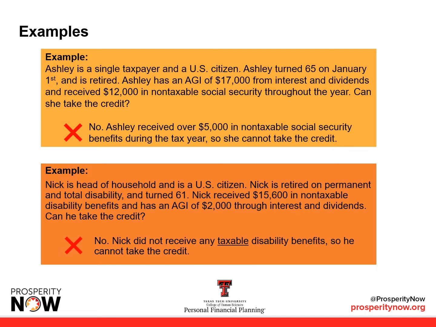Another example, Nick is head of household and is a U.S. citizen. Nick is retired on permanent and total disability and just turned 61. Nick received $15,000 in non-taxable disability benefits and has an AGI of $2,000 through interest and dividends. Can he take the credit? No. Nick did not receive any taxable disability benefits, so he cannot take the credit.